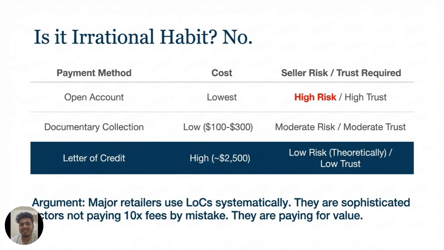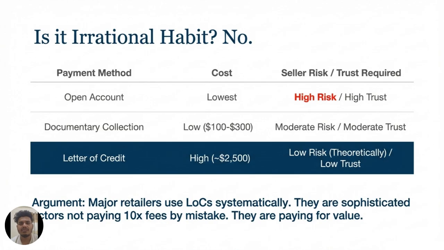So we can say that this value for money isn't just an old habit. The world's largest retailers use letters of credit systematically. They could use open account for free, or documentary collection for a few hundred dollars. There should be a reason, right? Instead, they chose the most expensive option. They aren't paying 10 times the price by accident. They are buying a value that doesn't appear in the legal text.